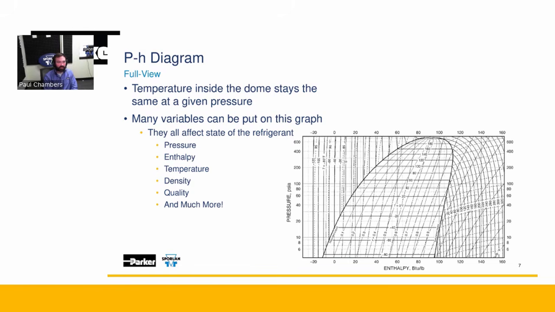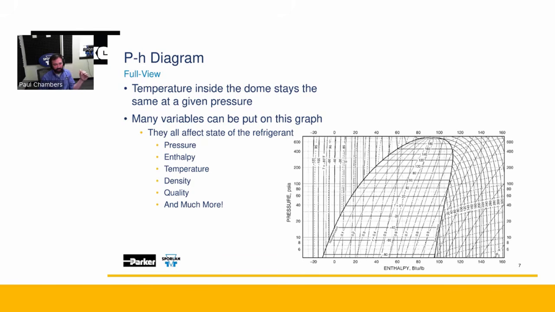On here, the main point that we want to understand is that with those horizontal lines inside the dome, temperature stays the same across. That's all you need to understand from this. We map a lot of other stuff on this. Every now and again, you might see something about refrigeration that seems daunting. Well, you could have another conversation like this and probably understand it pretty quickly.